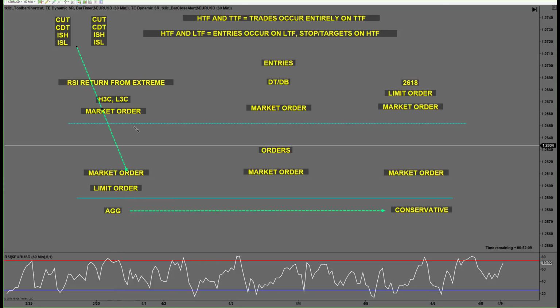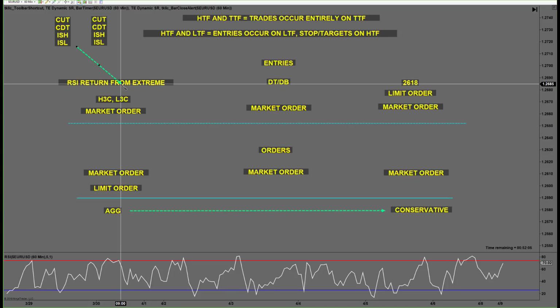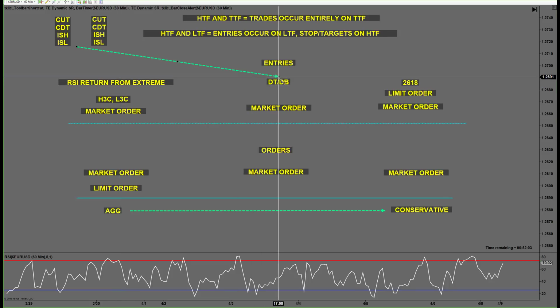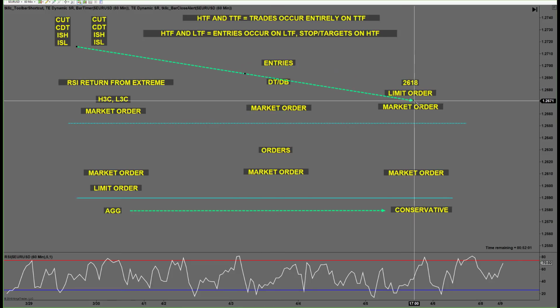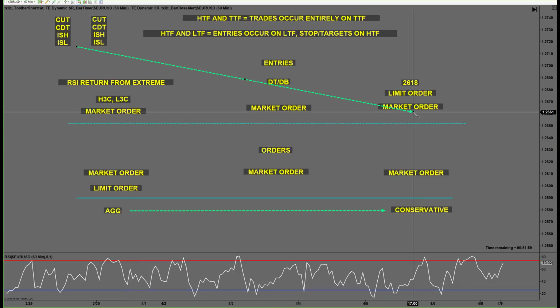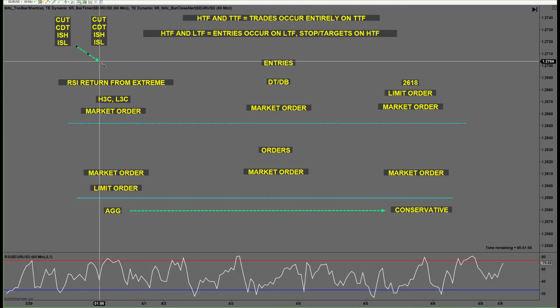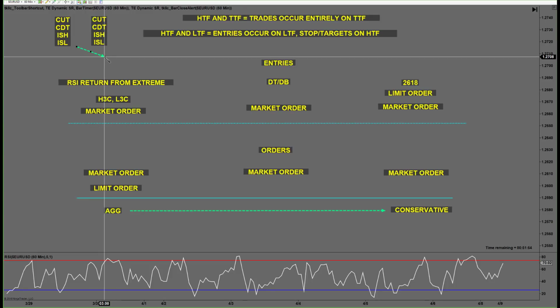Limit orders. Are you going to use market orders and wait for aggressive conditions? RSI extreme return. H3C, L3C, double top, double bottom, or 2618 with limit order. Market order if I'm late. Right? So I want to go over all this because this is how you have to decide how you're going to trade.